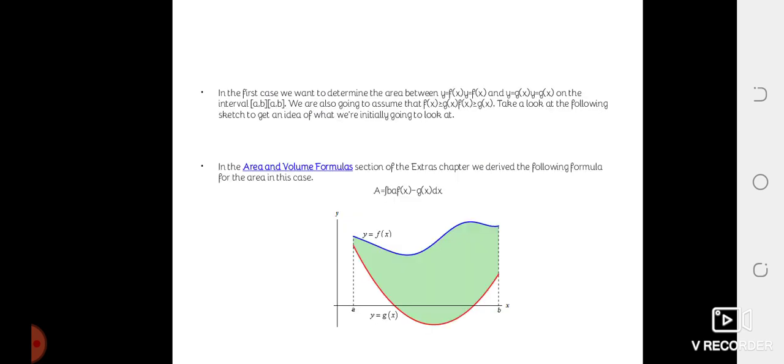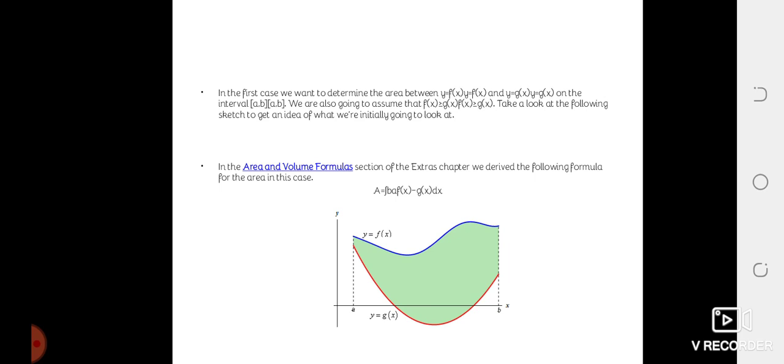In the first case, we want to determine the area between y equals f of x and y equals g of x on the interval [a, b]. We are also going to assume that f of x is greater than or equal to g of x.